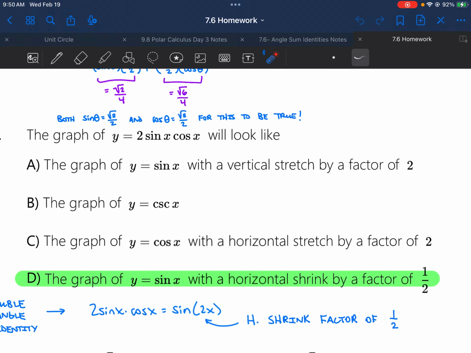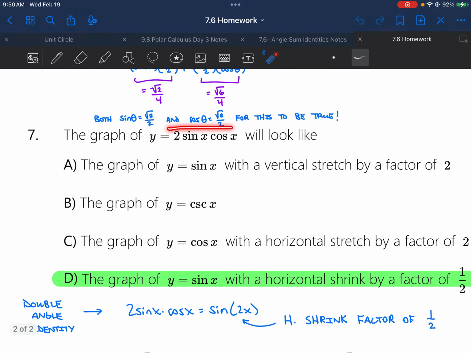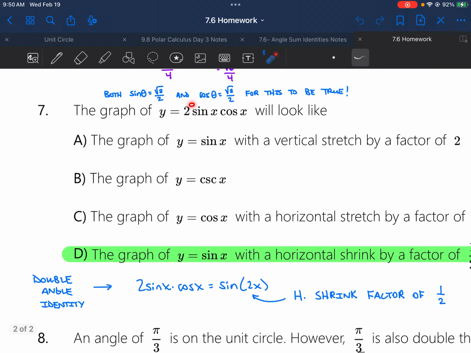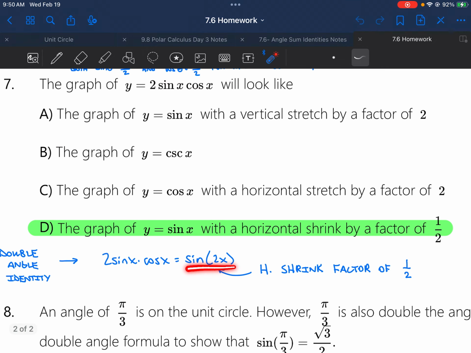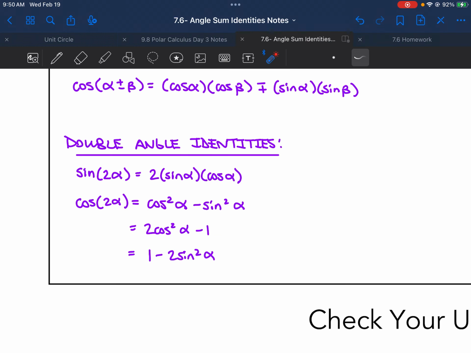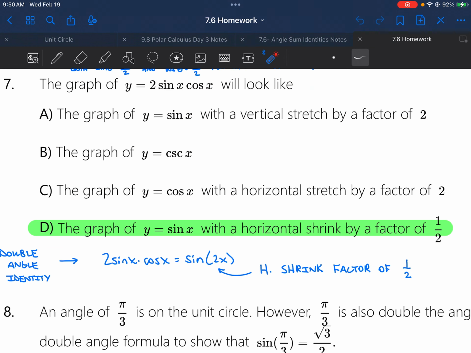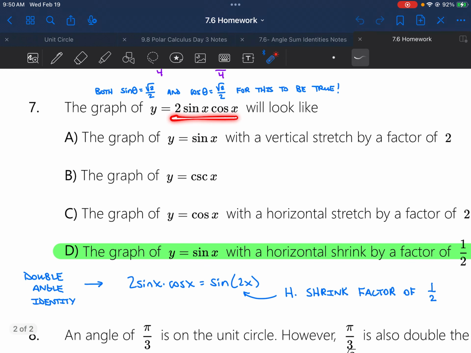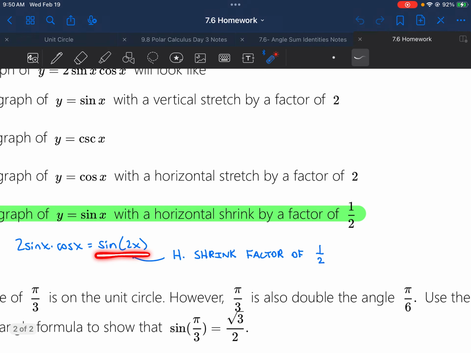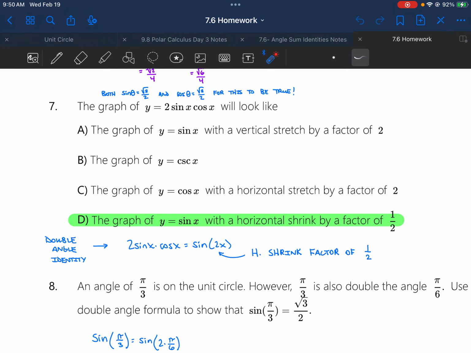All right, number 7. Which of the following will the graph of y equals 2 sine of x cosine of x look like? Well, this is a double angle identity. Sine of 2x is 2 sine of x cosine x. That's this one right here. Sine of 2 alpha is 2 sine of alpha cosine alpha. So if 2 sine of x cosine x is the same thing as sine of 2x, this is a horizontal shrink by a factor of 1/2 because it's multiplying inside. So that's answer choice D.